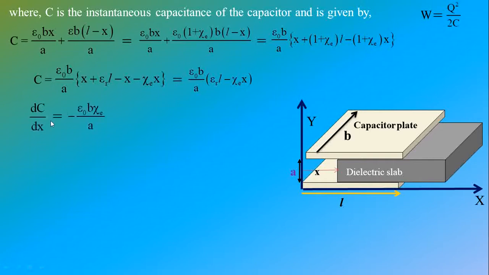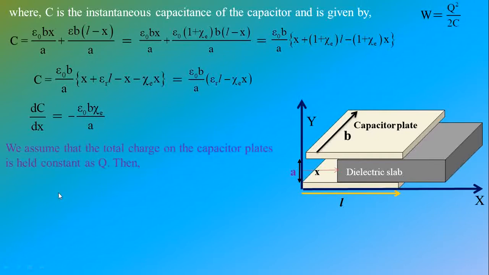We can take a differentiation because we can change this X from 0 to something. So X is a variable, and by using dC by dx, which is equal to epsilon 0 B by A, a constant. The minus can be here. So d by dx of X is 1. So the final equation will be minus epsilon 0 B chi E divided by A.